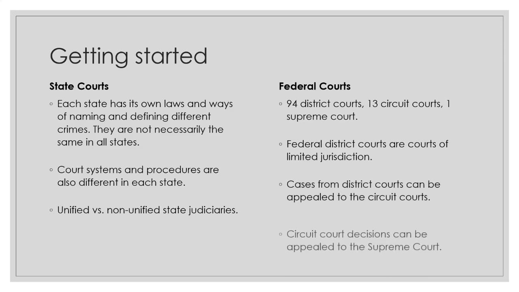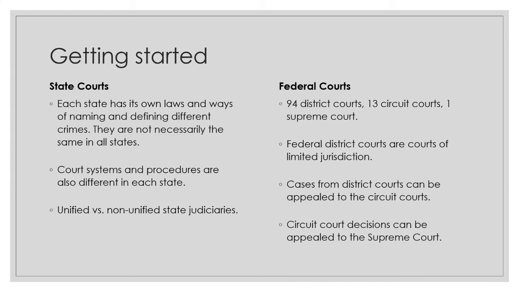Federal district courts are known as courts of limited jurisdiction because they can only hear cases authorized by federal statutes or the U.S. Constitution. Cases from district courts can be appealed to the circuit courts, but decisions by the appeal courts in each circuit are binding only on the trial courts within that circuit and only advisory for all other courts. Circuit court decisions can be appealed to the Supreme Court by filing a writ of certiorari. Only 1% of those are actually granted.